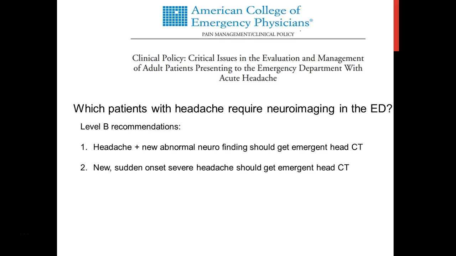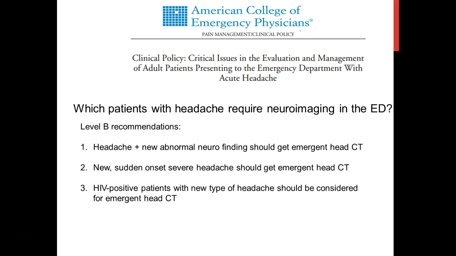Now, this obviously includes the classic thunderclap headache in subarachnoid hemorrhage. But studies have shown in the other more emergent etiologies of headaches, they frequently present in a severe fashion and in a sudden fashion. So whether you're looking for subarachnoid hemorrhage, a brain tumor with edema, or some sort of other bleeding, have a high suspicion in acute onset headaches that are severe in nature. And then finally, the third recommendation is about HIV positive patients. These patients who have a new type of headache should be considered for emergent head CT.